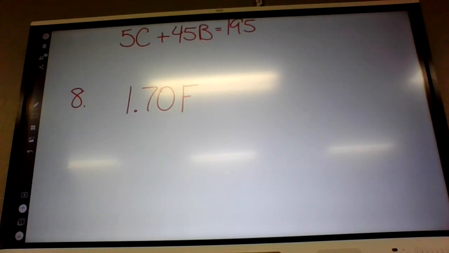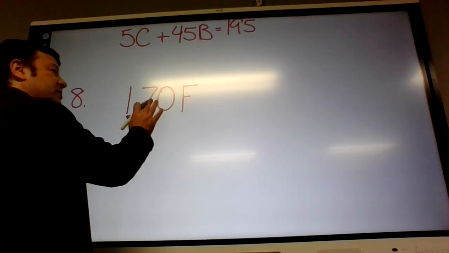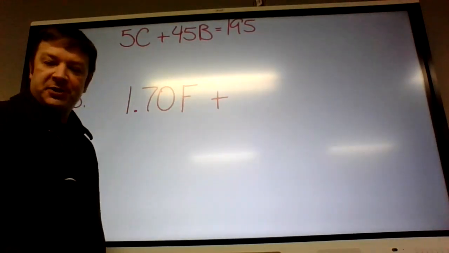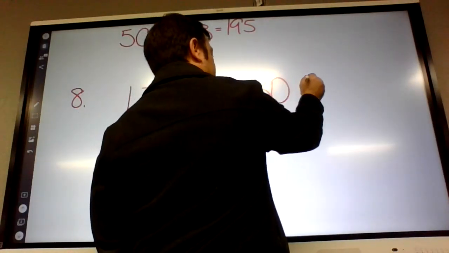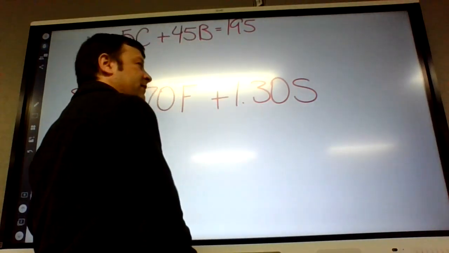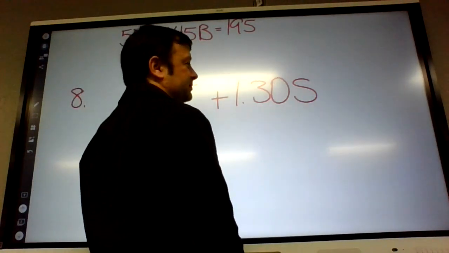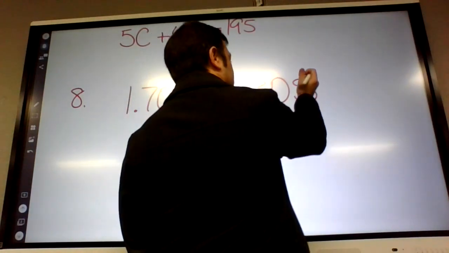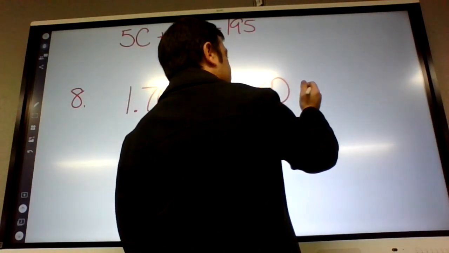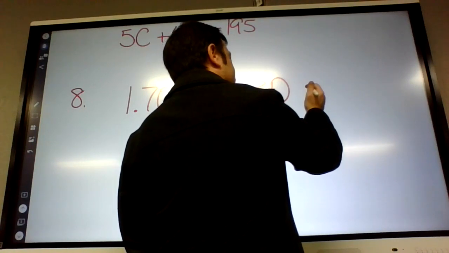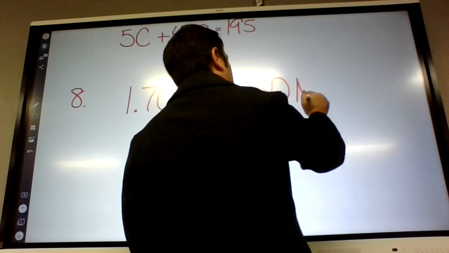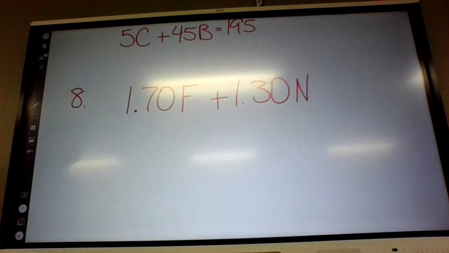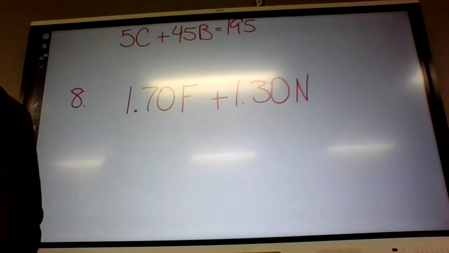Now, if we're doing decimals, do we really need that 0? No, but it's not wrong either. So $1.70 times forks, plus they spent $1.30 times the number of spoons. I'm not really a big fan of S because it looks like a 5 and confuses people, but I don't know, P for spoons maybe? Just put N's. Okay, fine.